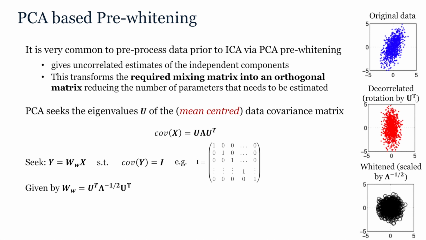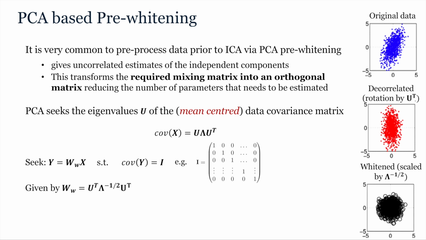pre-whiten the data such that it returns uncorrelated estimates of the independent components and transforms the required mixing matrix into an orthogonal matrix, thereby reducing the number of parameters that need to be estimated. The goal of pre-whitening, therefore, is to diagonalize and squash the data covariance matrix. In other words, rotate the data until the covariance distribution aligns with the major axes, and then use the inverse of the variance to remove all scaling.